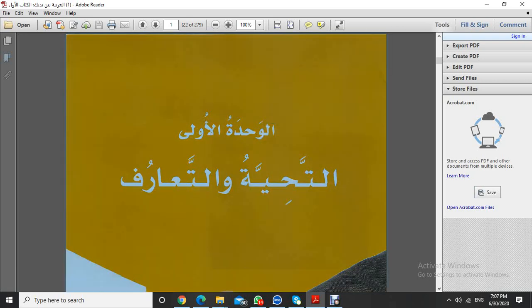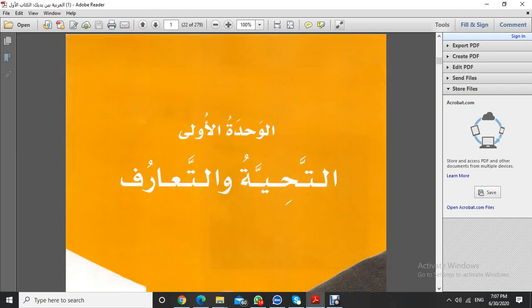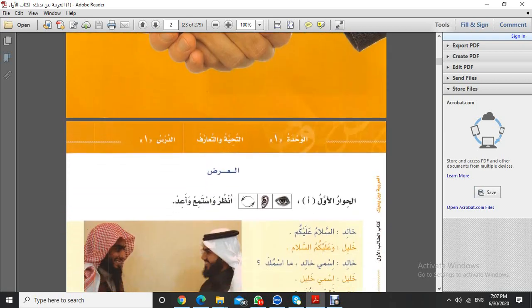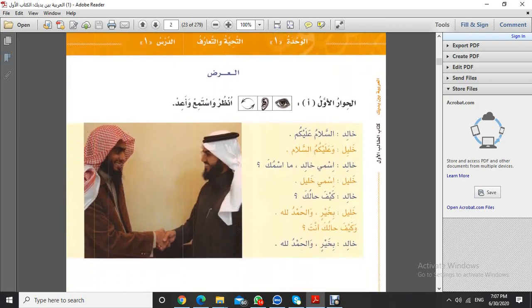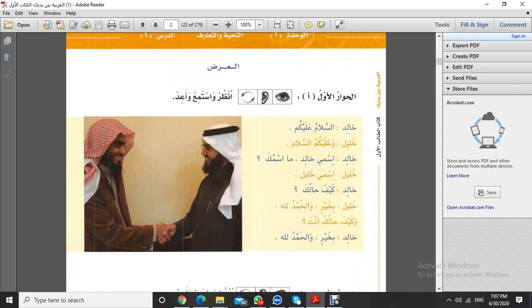Again, down here you'll see at-tahiyyatu wa-ta'aruf. So the first chapter is about at-tahiyyatu wa-ta'aruf. At-tahiyyatu means greetings, and wat-ta'aruf means introduction. So let's move on to the next page.